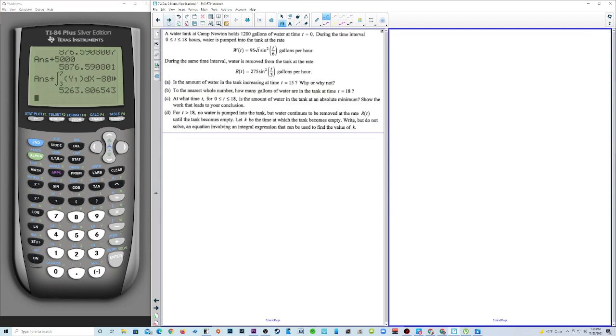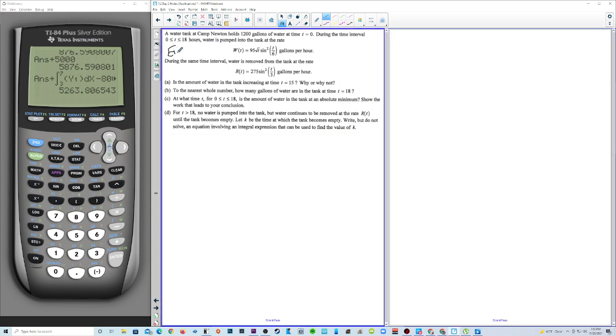All right, let's do the next one. A water tank at Camp Newton holds 1,200 gallons of water at time t equals 0. During the time interval 0 to 18, water is pumped into the tank at this rate. So this is enter. We might want to make that note so we don't have to read back through. During the same time, the water is removed at this rate. And we want to make a note, or at least realize that they're talking about rates, not how much, but a rate. Is the amount of water in the tank increasing at time t equals 15?